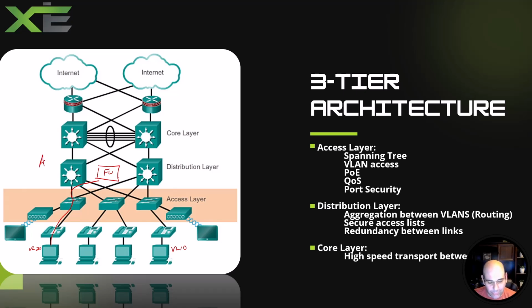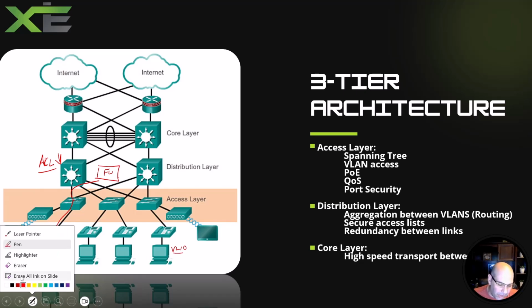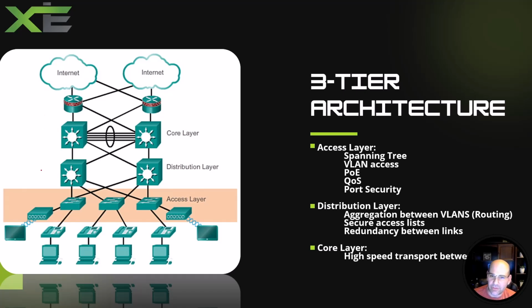We can also do that with what we would call an ACL or an access list on the distribution switch itself, where we say, hey, we don't want to allow traffic between these two VLANs. Now, generally speaking, we're not going to block traffic like that. Most of the time we're going to allow it.